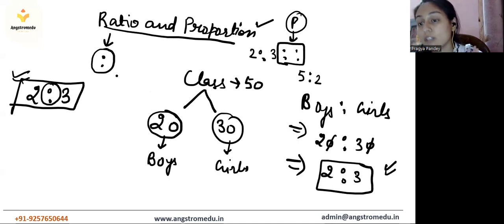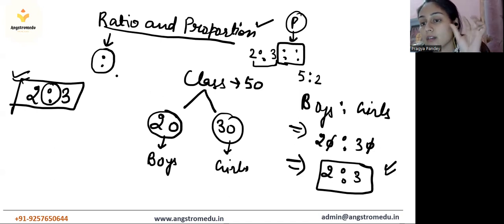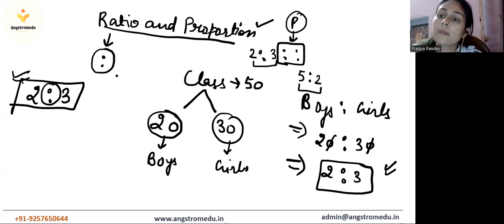Now there is one more important thing. In proportion, we are saying that the ratio of the first and second quantity must be equal to the ratio of the third and fourth quantity. Then only they are said to be in proportion. Okay, so ratio and proportion has multiple uses in our day-to-day life.